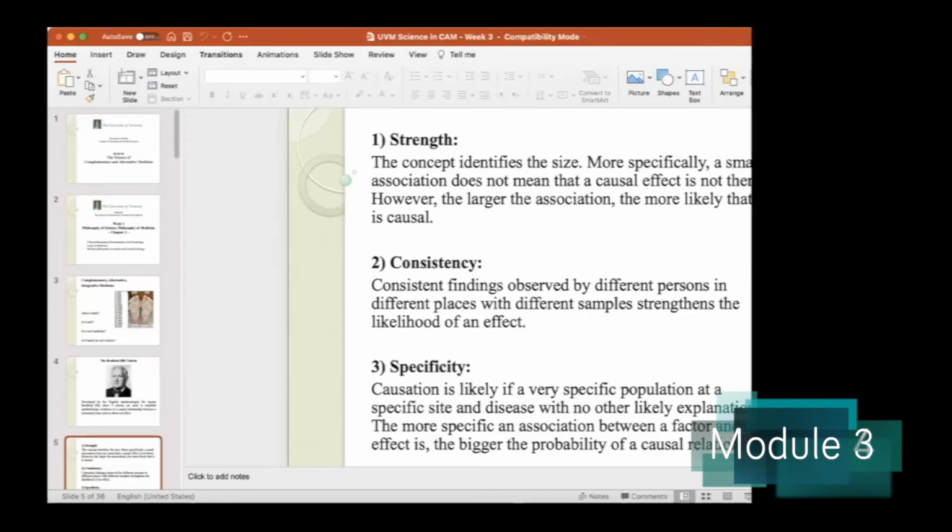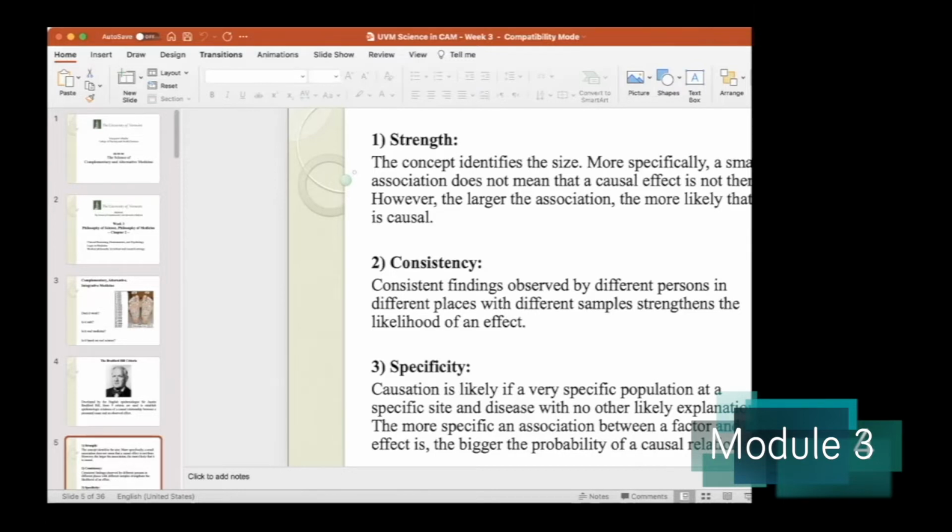Specificity. Now, specificity in statistics does not mean specificity in other areas of scientific investigation. So let's just focus on this very definition. Causation is likely if a very specific population had a specific site and disease with no other likely explanation. The more specific an association between a factor and effect is, the bigger the probability of a causal relationship.